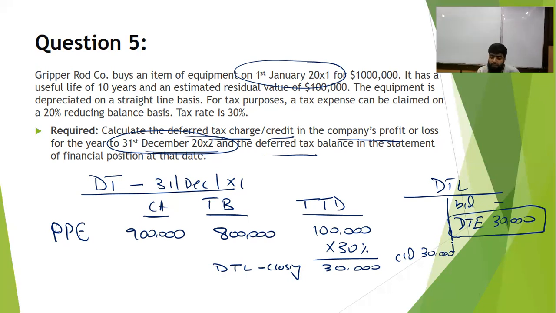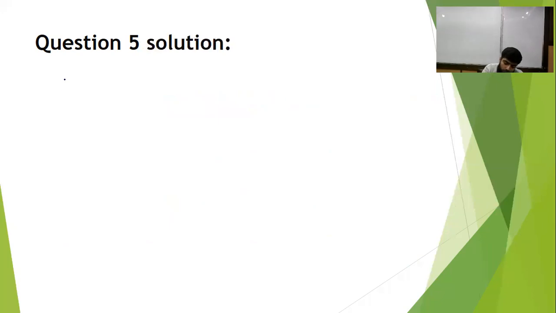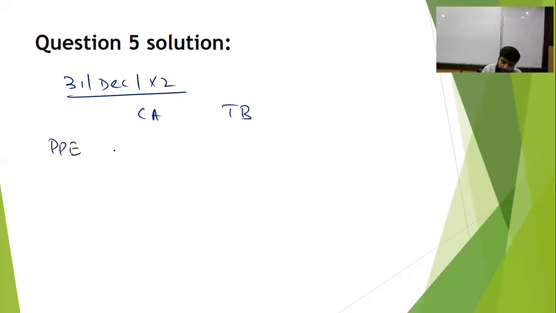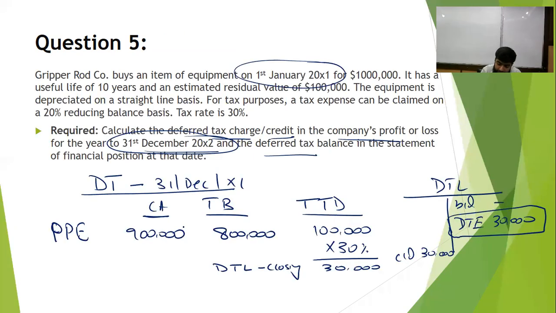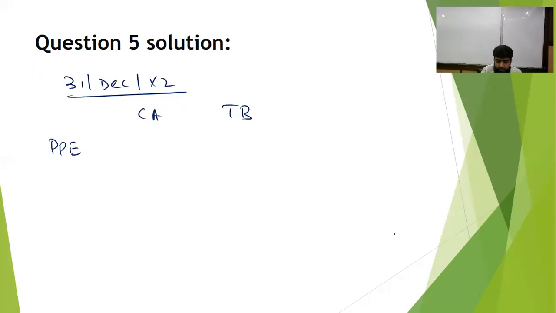We need to calculate the deferred tax for year two. So now let's move on to 31st December 20x2. Again, we are going to calculate the carrying amount and the tax base of the asset, that is property, plant and equipment. The carrying amount at the end of year one was 9 lakh. Again, the depreciation of 1 lakh will be deducted, so the carrying amount will be 8 lakh, because in the straight line method we have the same depreciation.